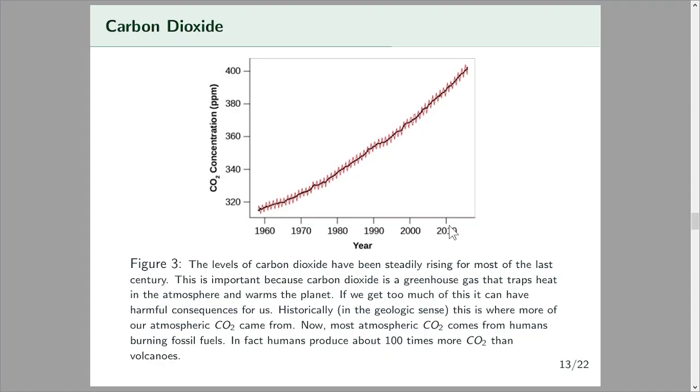So these are carbon dioxide levels since 1960. I'm trying to put things in here that are not really disputed. Climate change, global warming has sort of become a political thing, and so I'm trying to put in things that I think everybody kind of agrees on. The levels of carbon dioxide have been steadily rising for most of the last century. This is important because carbon dioxide is a greenhouse gas that traps heat in the atmosphere and warms the planet. If we get too much of it, it can be harmful for us.